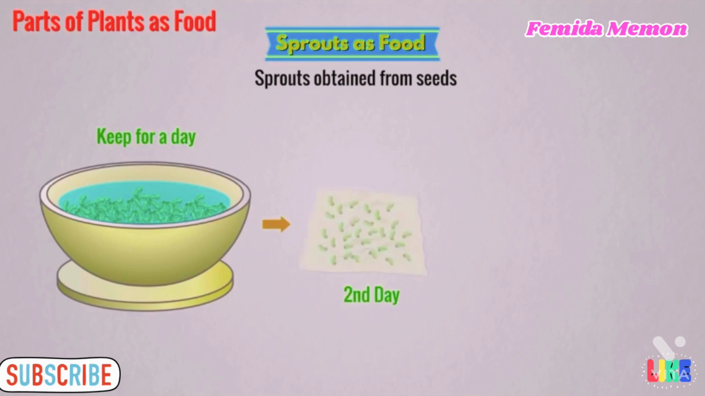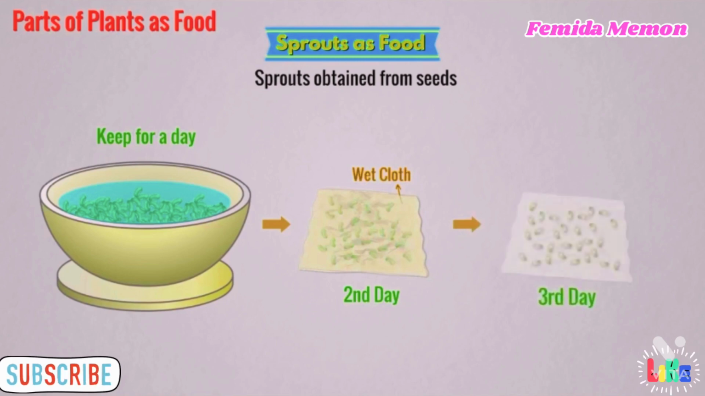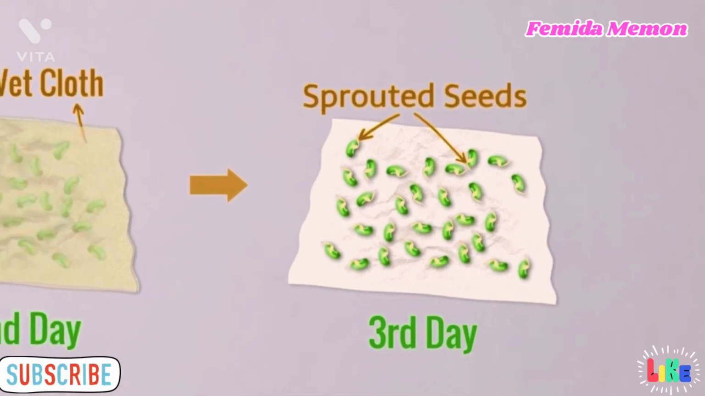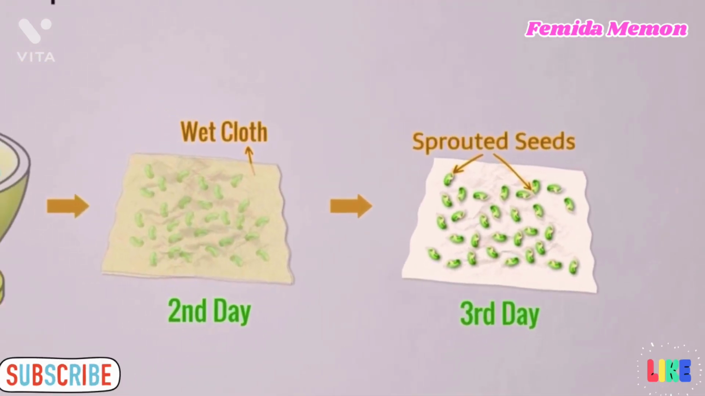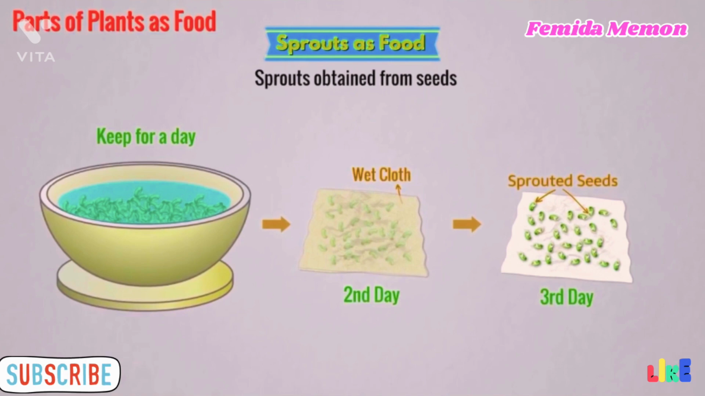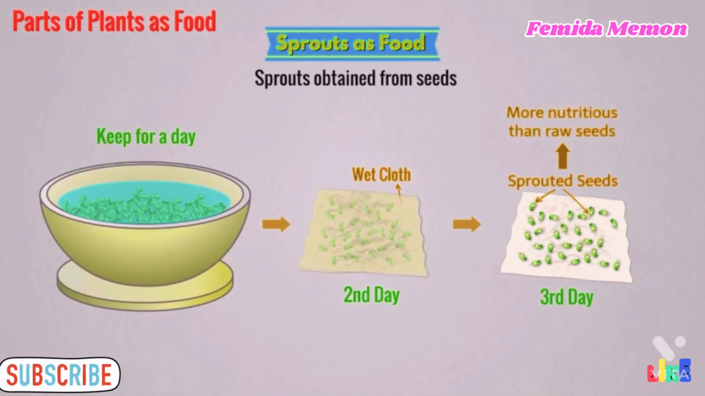Now, put the seeds over a wet cloth and cover them. After a day, you will observe a white structure coming out of the seed. Here we see that the seeds have sprouted. If you did not find the structures, wash the seeds with water and keep them covered with a wet cloth for the next day. The sprouted seeds provide much more nutrition than raw seeds. So, can you now help your mother to make delicious dishes with the sprouted seeds?